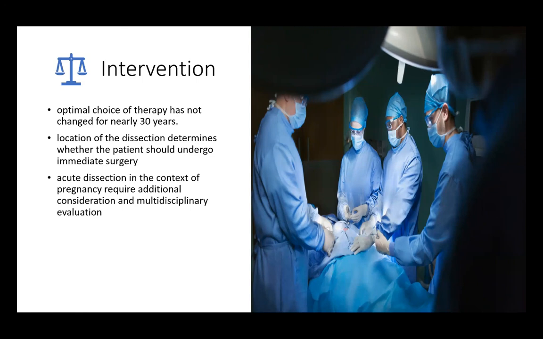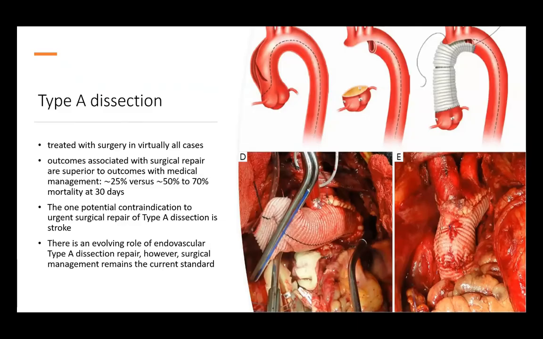Acute dissection in the context of pregnancy requires additional consideration and multidisciplinary evaluation. Type A dissections are treated virtually in all cases with surgery. Outcomes associated with surgical repair are superior to the outcomes with medical management: nearly 25% versus nearly 50 to 70% 30-day mortality. So a huge reduction.